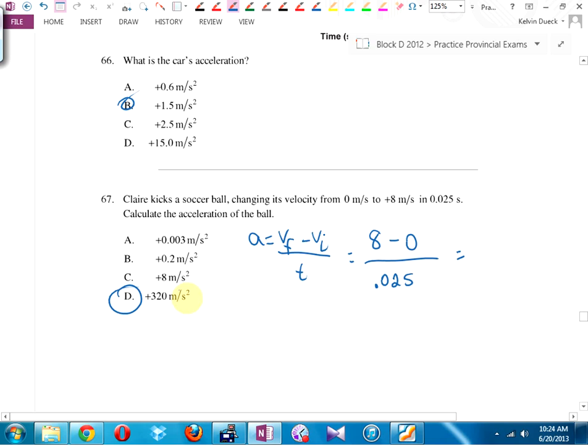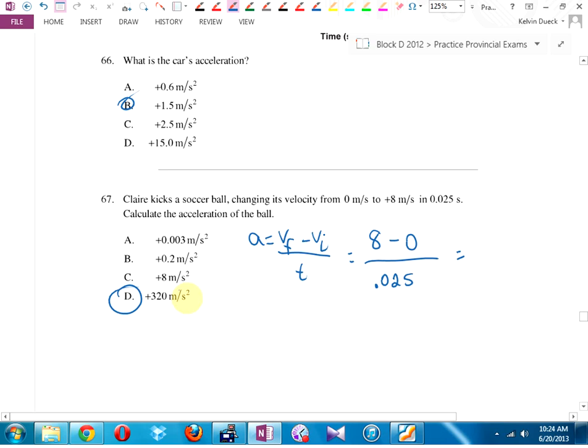Can't be 8. Is it 320? Okay. By the way, do me a favor, anybody that has a calculator, can you go 320 divided by 9.8? That soccer ball is undergoing 32 G's of acceleration. Human beings can handle about 10 G's without permanent damage.